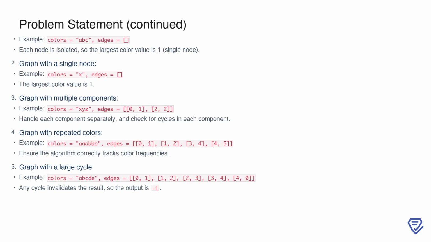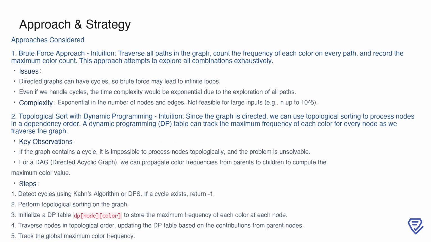With these constraints and edge cases in mind, we can now design an efficient solution to solve the problem. To tackle this problem, we first considered 2 main approaches. The brute force method uses a straightforward intuition: traverse all possible paths in the graph, count the frequency of each color along these paths, and identify the maximum color count. However, this approach has significant issues. Graphs can contain cycles, which could lead to infinite loops if not handled properly.